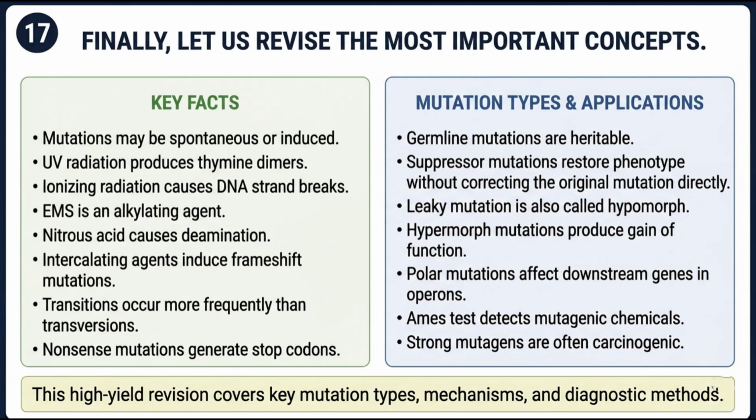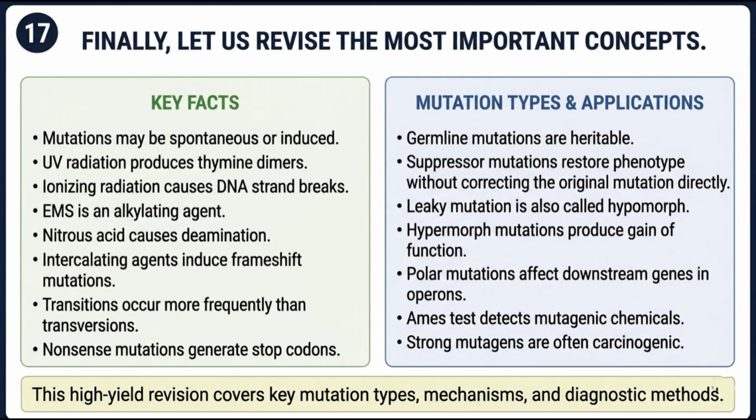Transitions occur more frequently than transversions. Nonsense mutations generate stop codons. Germline mutations are heritable. Suppressor mutations restore phenotype without correcting the original mutation directly. Leaky mutation is also called hypomorph. Hypomorph mutations produce gain of function.